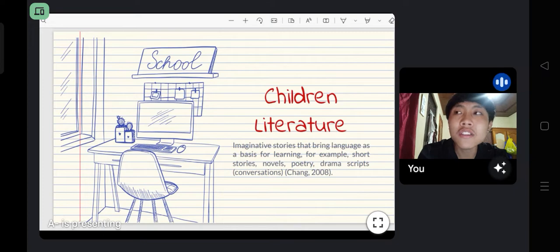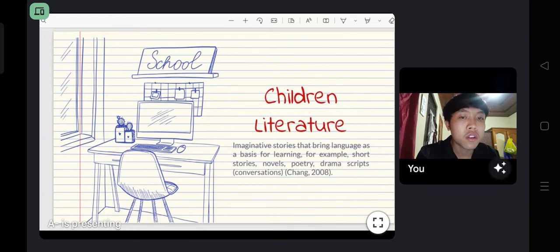So the characteristic of children's literature is that it has a simple structure of grammatical rules, and also simple words that are easy to find in our daily life. So children's literature is made for children in order to be able to understand, and students and young learners or children can follow the literature.